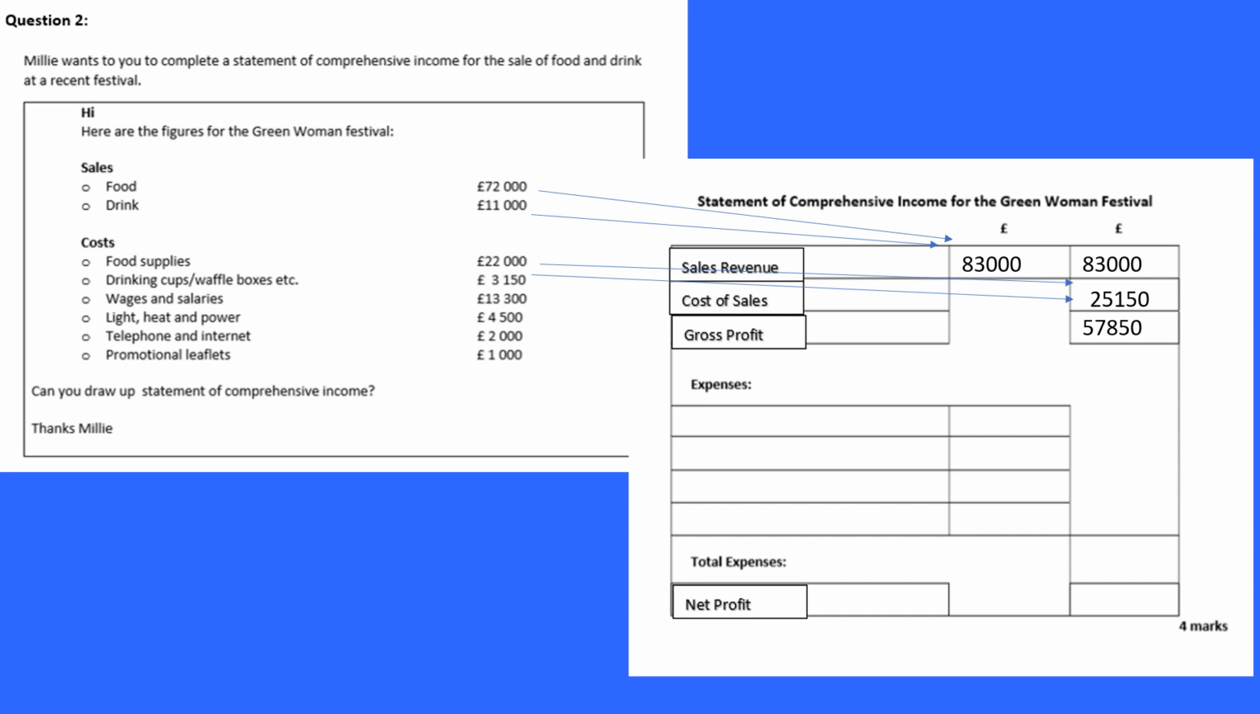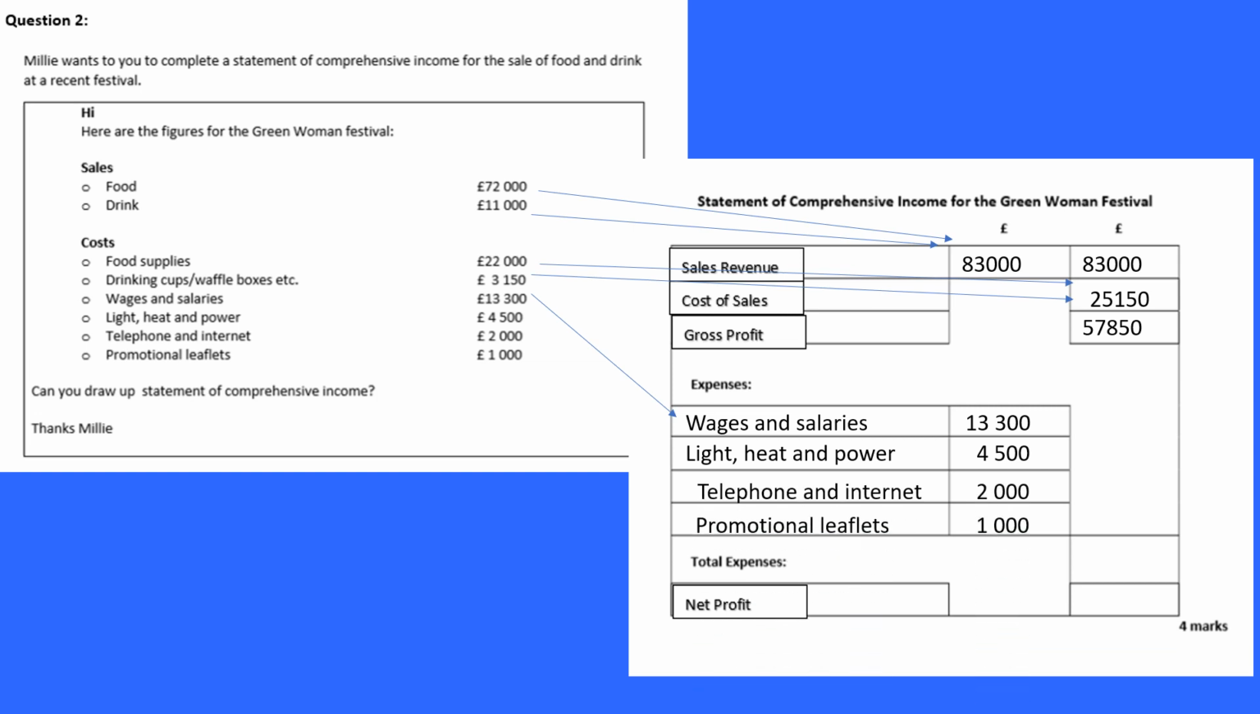Next, we have our expenses, and they are the 4 other things on the list. So we have the wages, which were 13,300. We have light, heat and power at 4,500. Telephone and internet at 2,000, and the promotional leaflets at £1,000. We add those together and our expenses are 20,800.